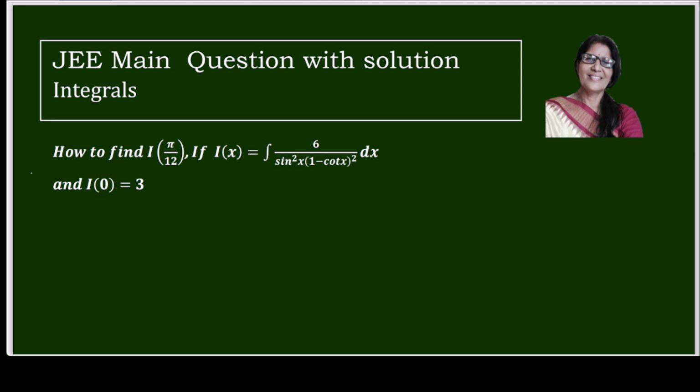Thank you for the appreciation. So today, another question from JEE Main based on indefinite integrals. How to find the integral at pi over 12, if the integral of x equals 6 over sine square x into (1 minus cot x) whole square, with respect to x, given that the integral at x equals 0 equals 3.